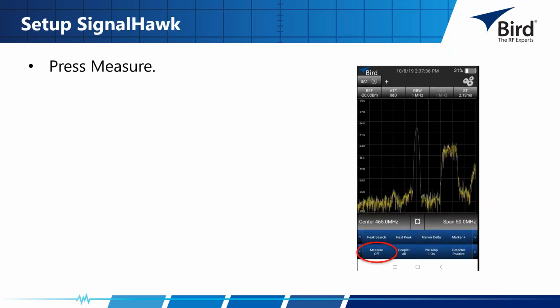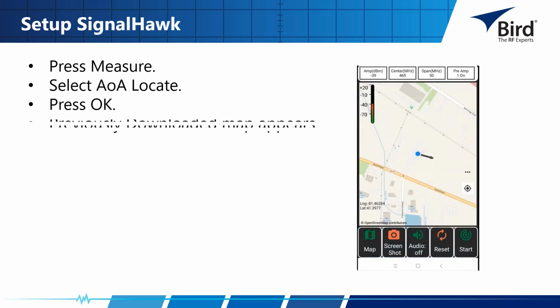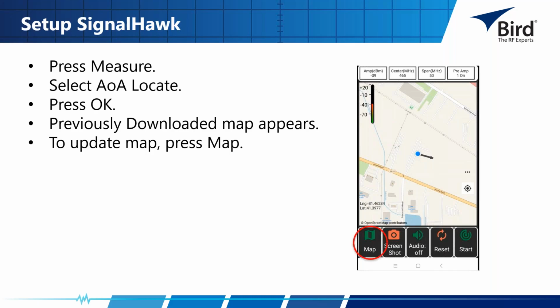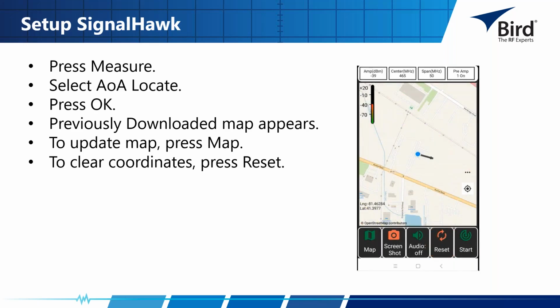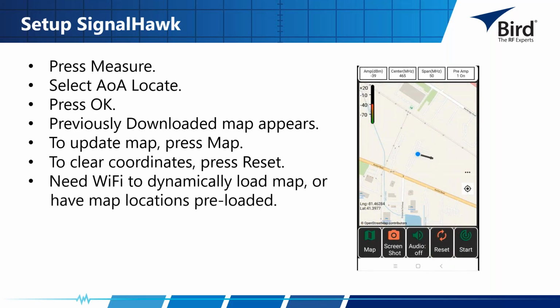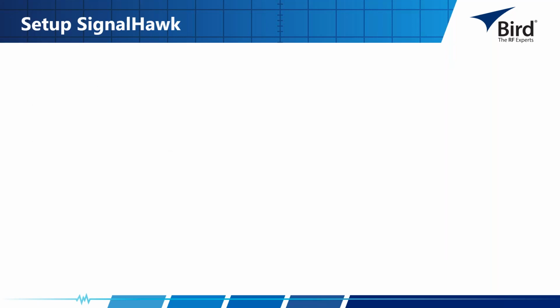So then we would press measure, select AOA locate, press OK, and then your previously downloaded map appears, and you can update it by just pressing map. If you want to clear coordinates from a previous measurement, all you need to do is press reset. So you need the Wi-Fi to dynamically load the map or have map locations preloaded, and ensure the map of your required coverage area is displayed before venturing out.